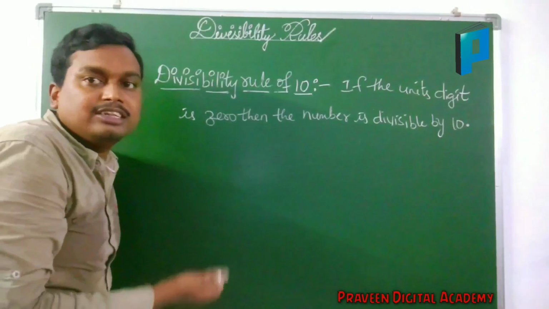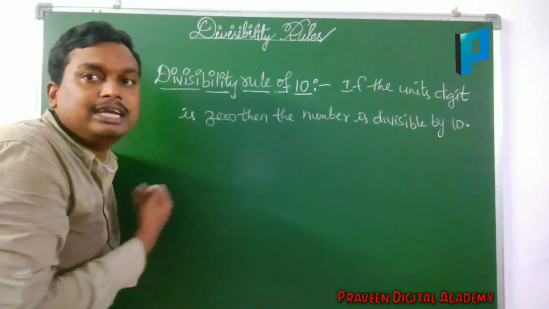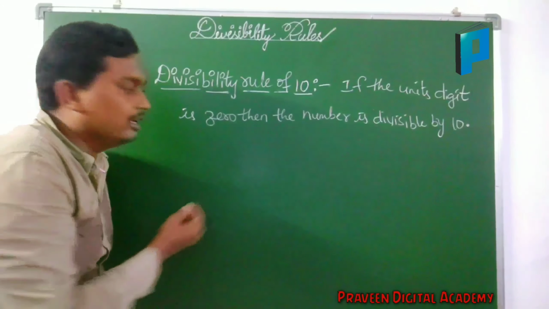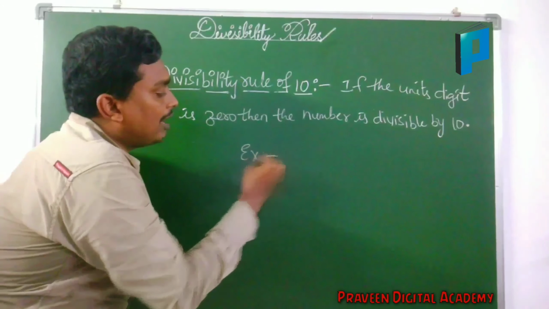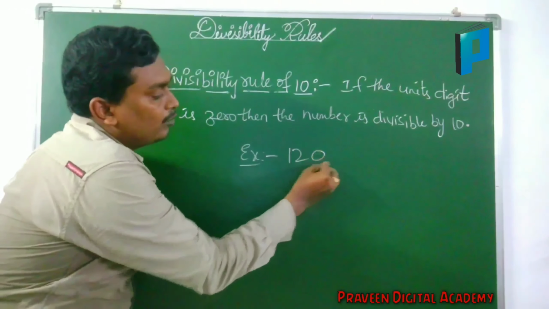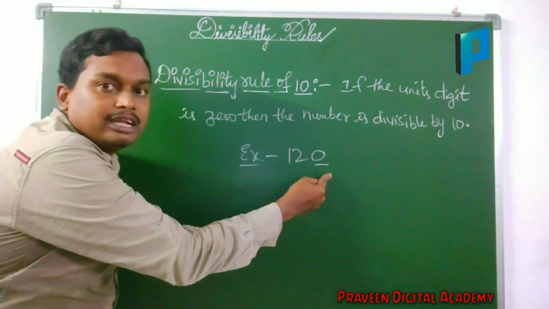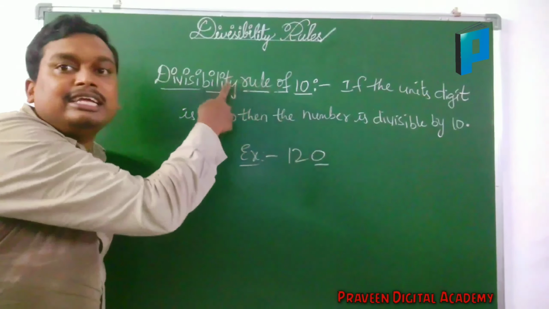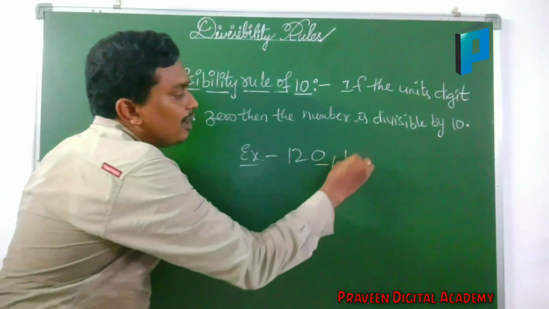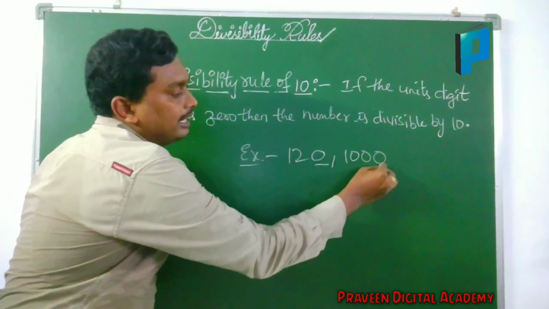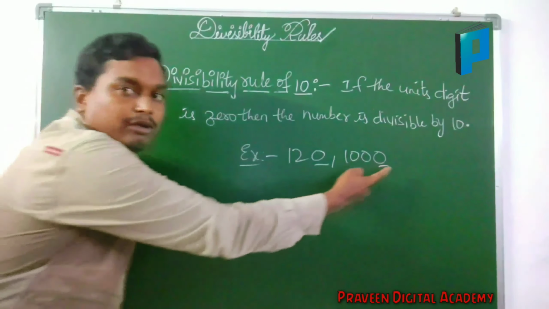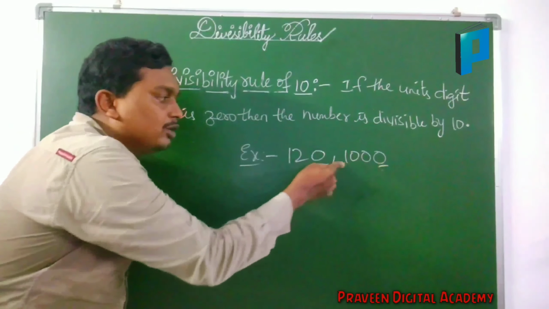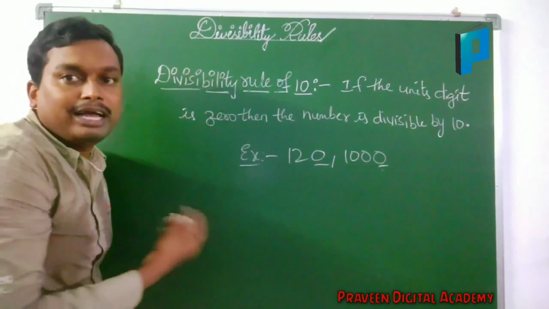If you are having anything other than 0 in the units place, then it is not divisible by 10. For example, if you are having 120, what is the units place? 0 is there. So, if you are having units place 0, then the total number 120 is divisible by 10. If you are having 1000, check it. What is the units place? 0. If you are having units place 0, then the total number 1000 is divisible by 10.